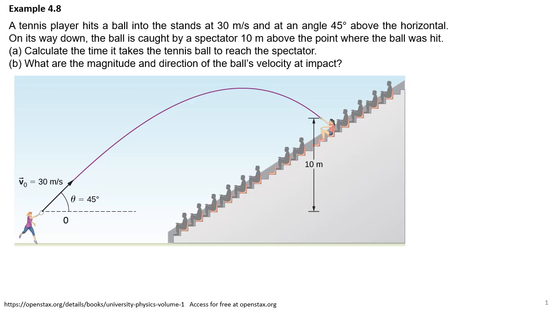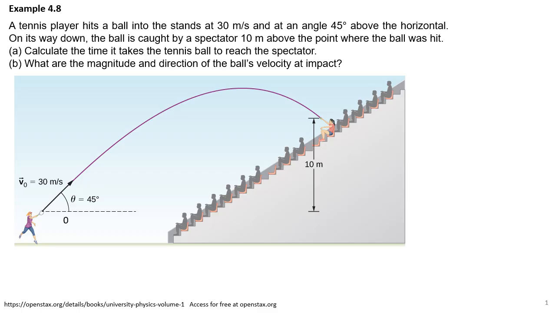Hello, this is a problem from OpenStax Physics Textbook Volume 1, Chapter 4. It's example problem 4.8. Here, a tennis player hits a ball into the stands at 30 meters per second. So the 30 meters per second is the initial velocity, at an angle of 45 degrees, as shown in the figure.